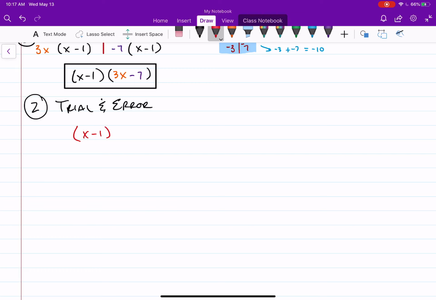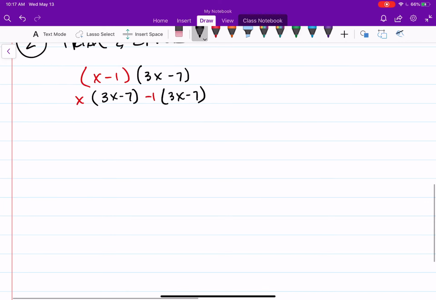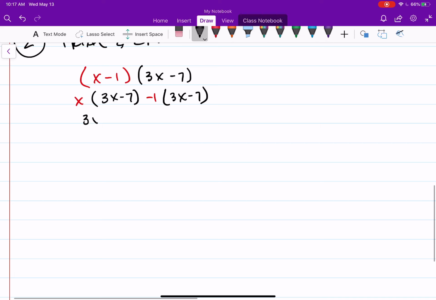So if I was to take this and go back to multiplying, what I would have is the x minus 1 times the 3x minus 7. And I would tell you to double distribute, so you had the x times the 3x minus 7, and then you had the negative 1 times the 3x minus 7, okay? And then you would distribute. So I'll have a 3x squared minus 7x minus 3x minus 7.